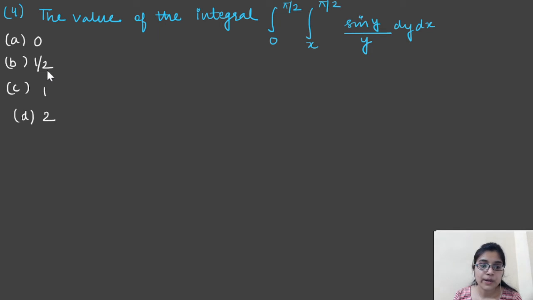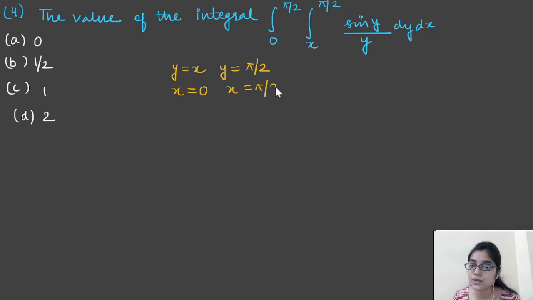Here is our question number 4. It says the value of the integral from 0 to pi by 2 and then from x to pi by 2 sin y by y dy dx. As you will look at the question, you will see that we have to integrate initially with respect to y, but it is not possible for us to integrate sin y by y. So what we will do? We'll change the order. So just write down the limits. Y is equals to x, y is equals to pi by 2. Then we got x is equals to 0 and we got x is equals to pi by 2.